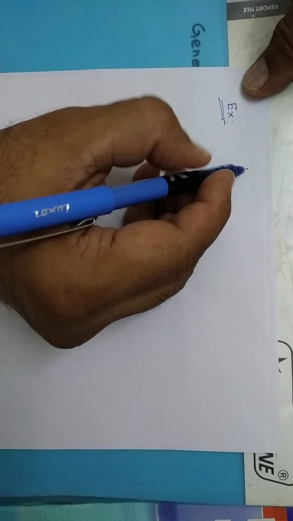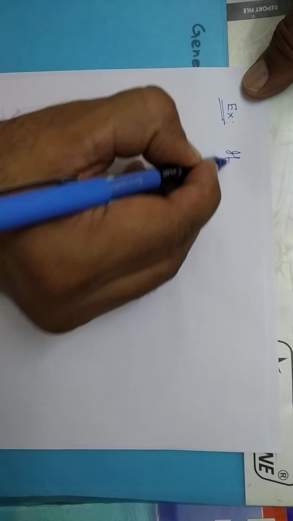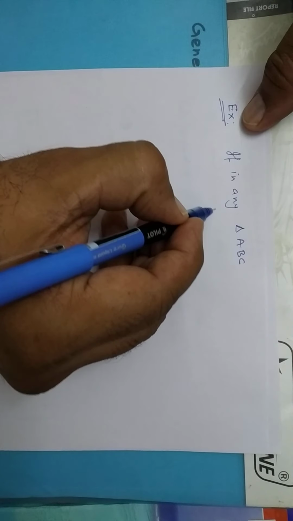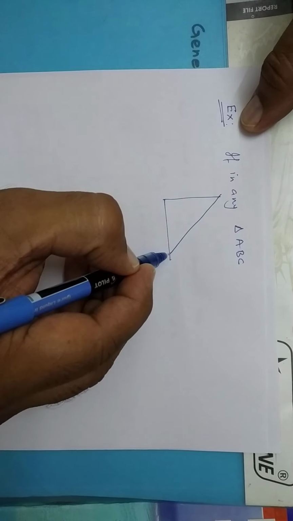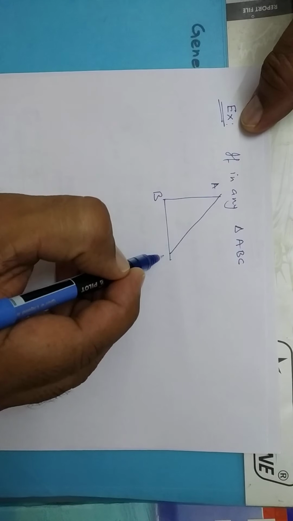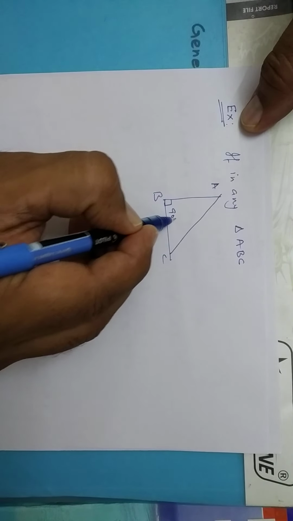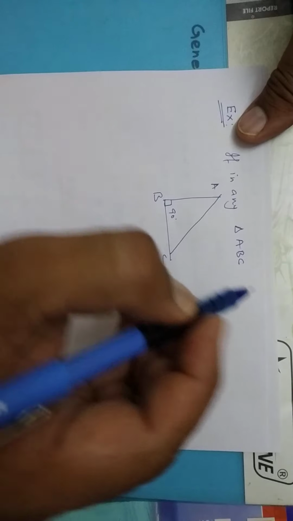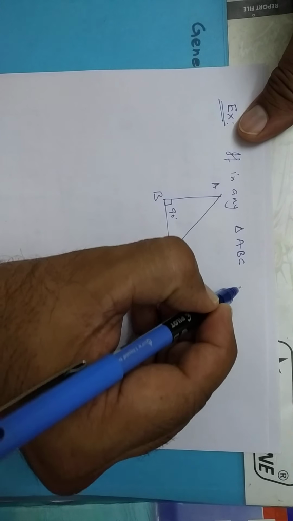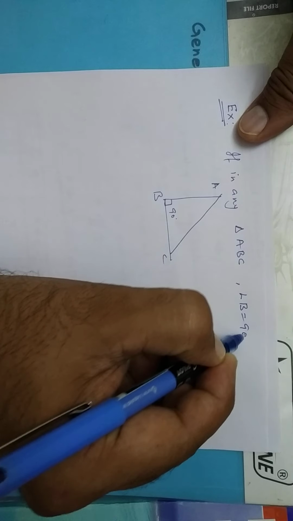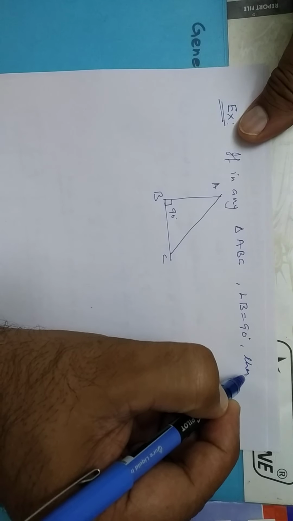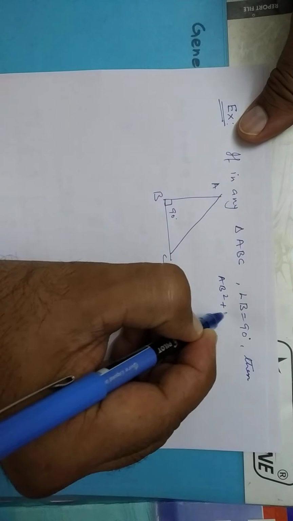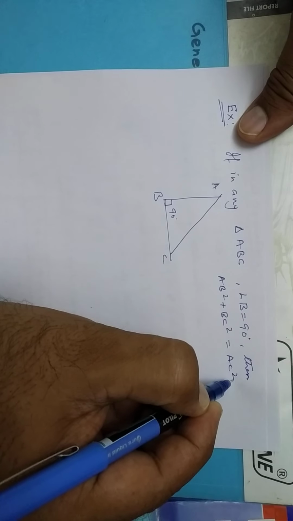We are taking examples. If in any triangle ABC, suppose this is our triangle, this one is A, B and C. This B is taking 90 degrees. In triangle ABC, angle B is 90 degrees, then AB square plus BC square is equal to AC square.